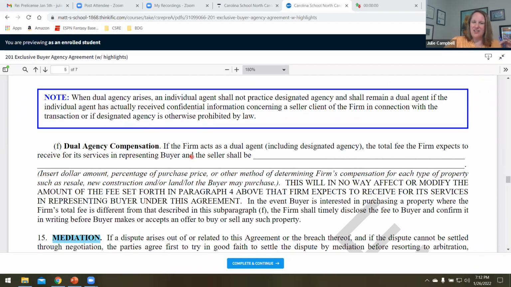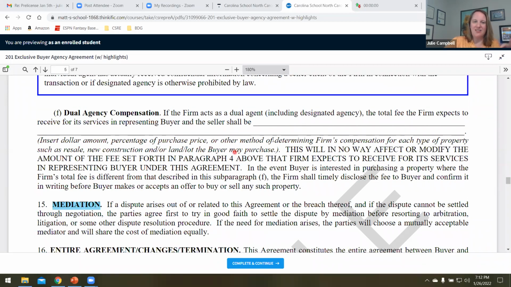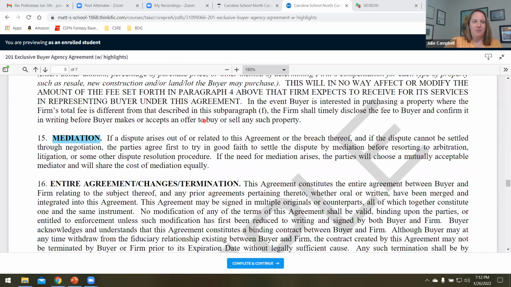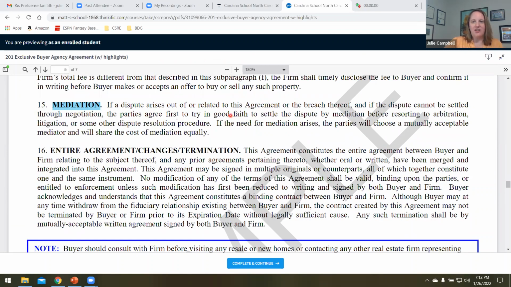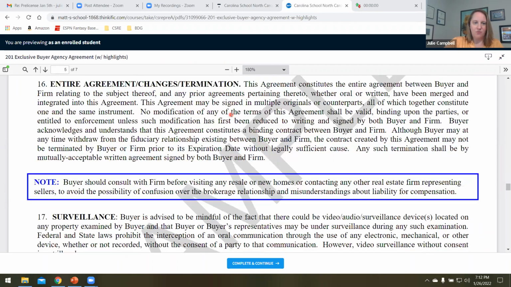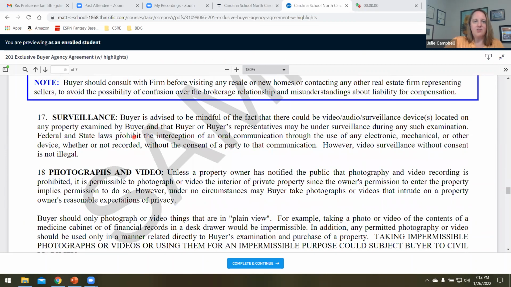Let's see, dual agency compensation. If the firm collects commission different for a dual agency situation, we're going to spell this out. Again, mediation. Let's just try to handle it through mediation as opposed to going to full-blown court. Surveillance, we saw this in the listing agreement.